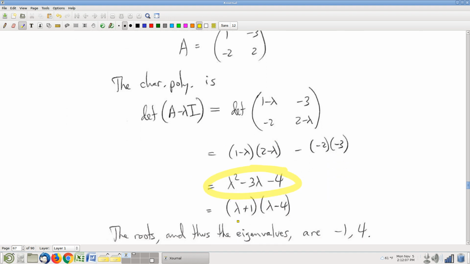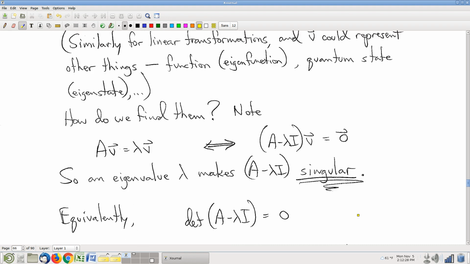We want to find the roots of that polynomial. It's easy to factor, and that gives us the roots, -1 and 4. So we're kind of halfway done. We found all of the eigenvalues. Right? These values, -1 and 4, are roots of the characteristic polynomial, and thus, being roots of the characteristic polynomial, they make A minus lambda I singular, which means A minus lambda I has a non-trivial null space, which means A will have eigenvectors for that eigenvalue.